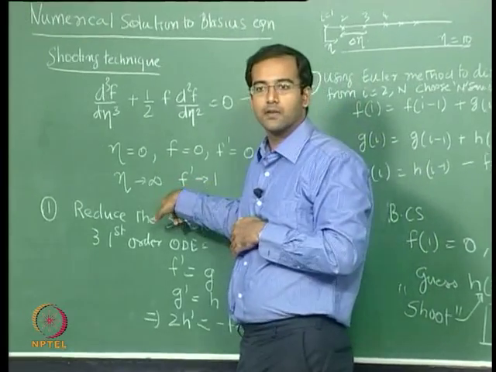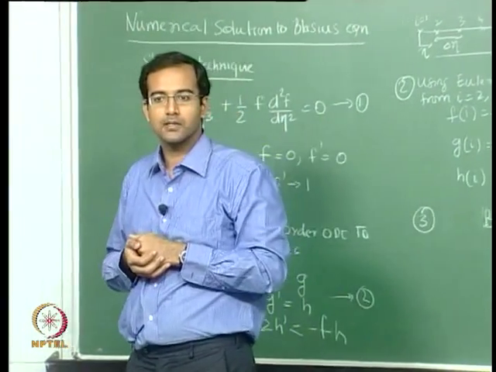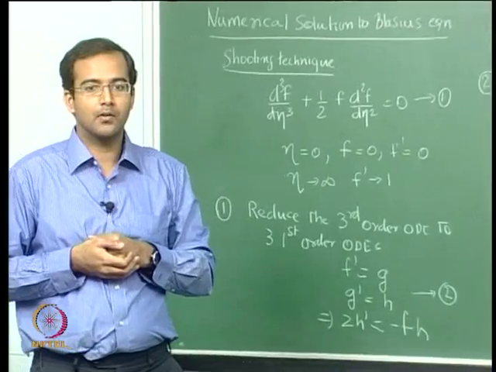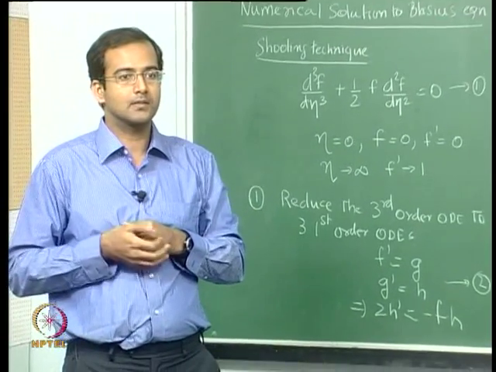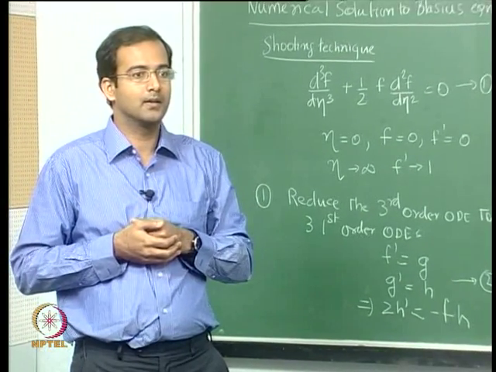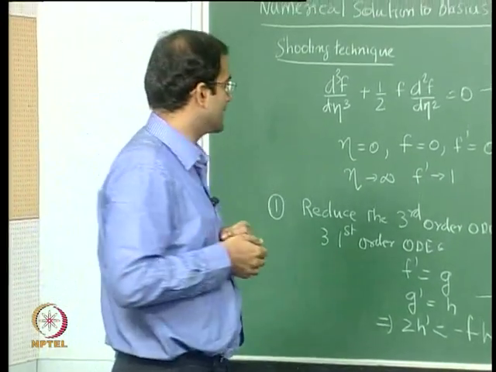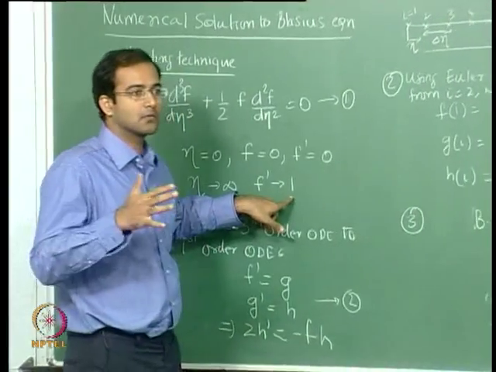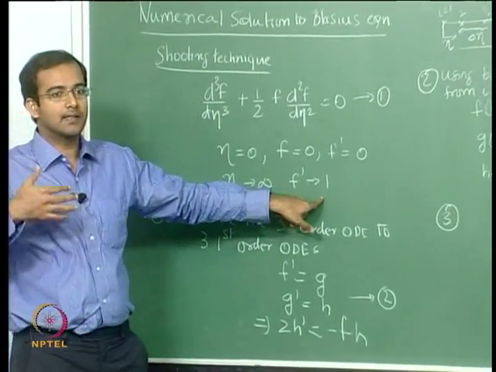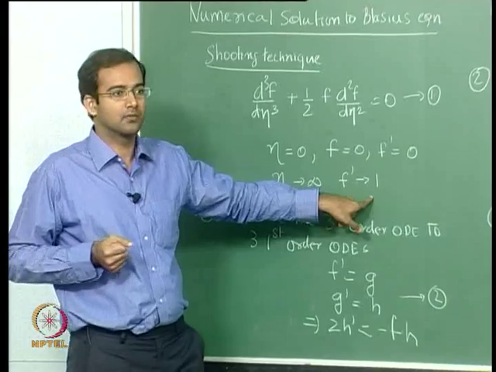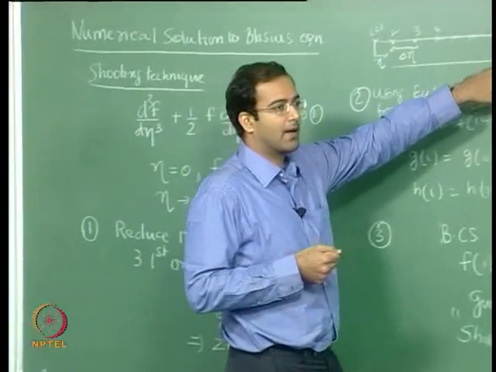We have already seen from the Blasius solution that your boundary layer thickness extends to a value of eta which is close to 5.58. Beyond that you find that your f prime is almost 1, it doesn't change. Therefore, anything above 5 or 6 should be good enough. Okay, so to be on the safer side, you can take a value of eta up to 10.